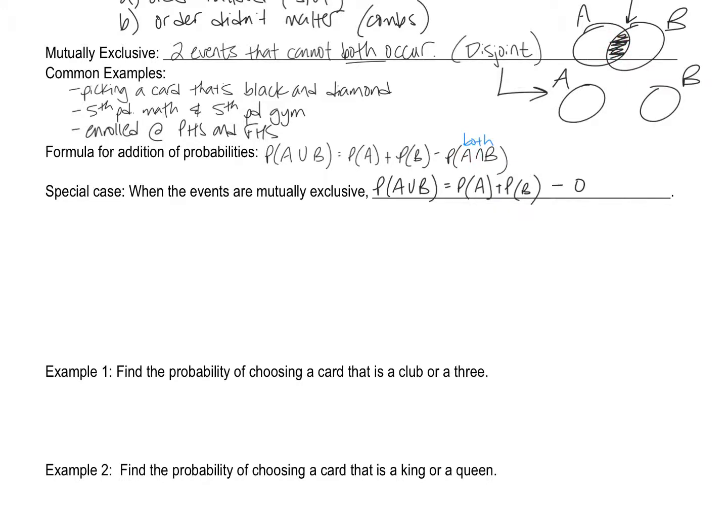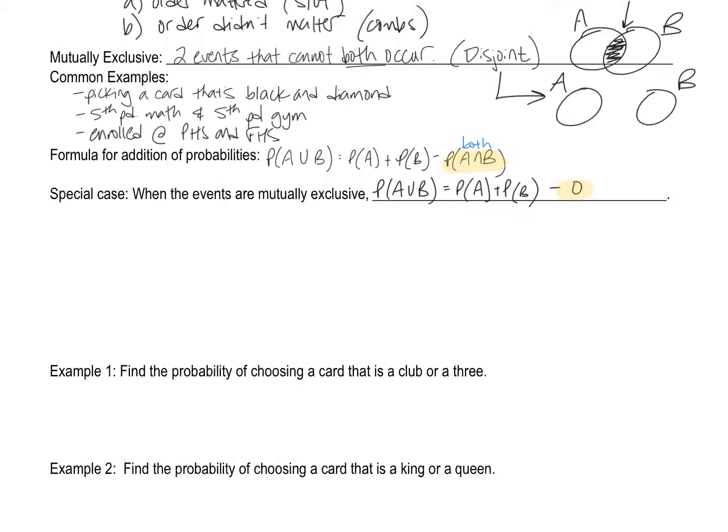But if the events are mutually exclusive, that means that there are 0 people in here. And so in that case, the both category equals 0. And so that's why the basic formula that we have learned so far for OR is just A plus B. But if they are not mutually exclusive, then you have to subtract away the both category.